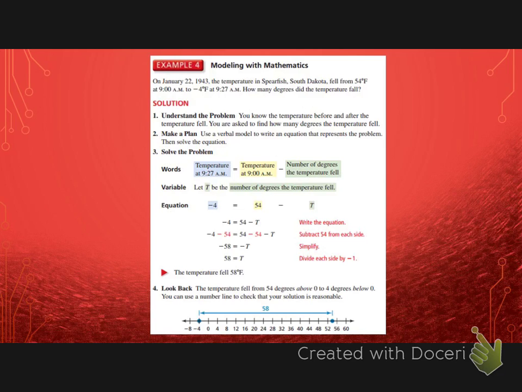So now you can look back. The temperature fell from 54 above zero to 4 degrees below zero. And you can use a number line to check your solution and see if it is reasonable.